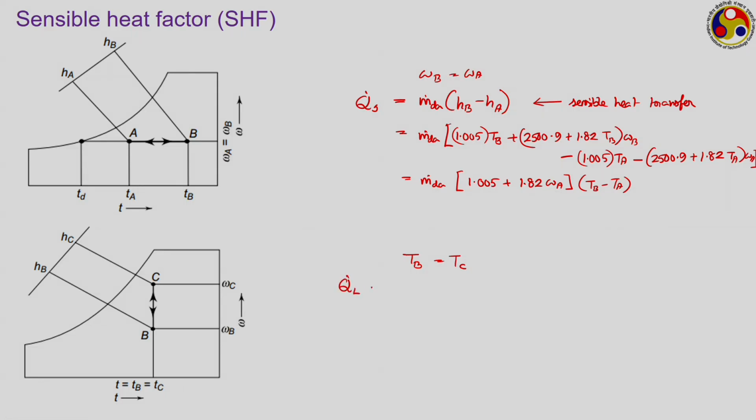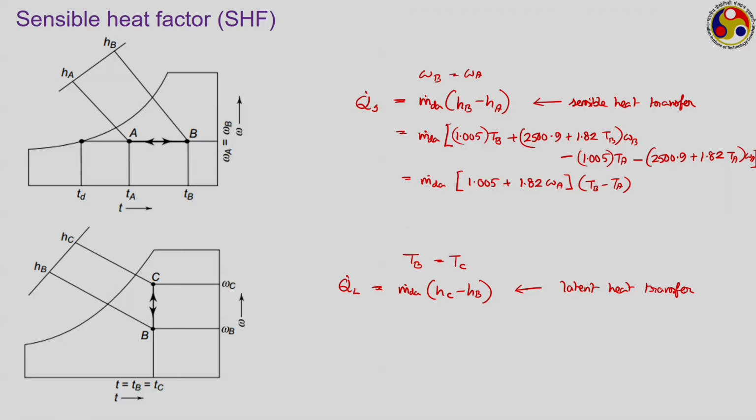Then how much is the total heat transfer in this case? The total heat transfer involved in this case will be equal to the mass of dry air into H C minus H B, and this entire heat transfer is actually latent heat transfer, because there is no change in temperature, but only a change in the moisture content. So it is pure latent heat transfer, and that is why we are using the subscript L.